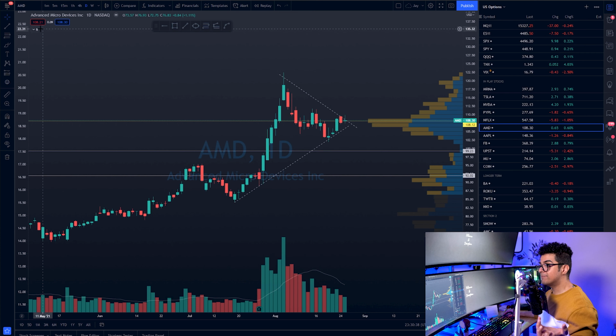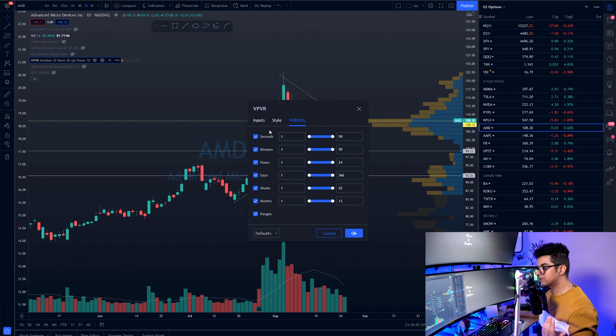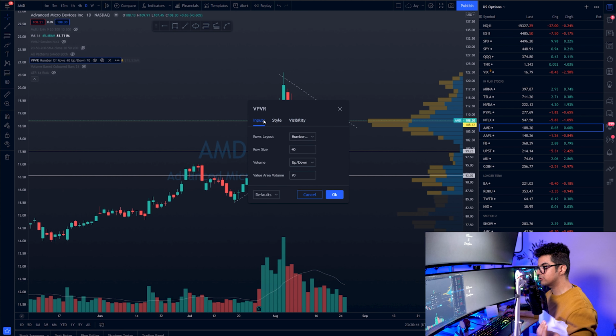If you guys want to see my settings for the volume profile, I will go into the settings. You can take a screenshot of this, take a screenshot again, take a screenshot again, and then you can copy my settings if you guys want to.